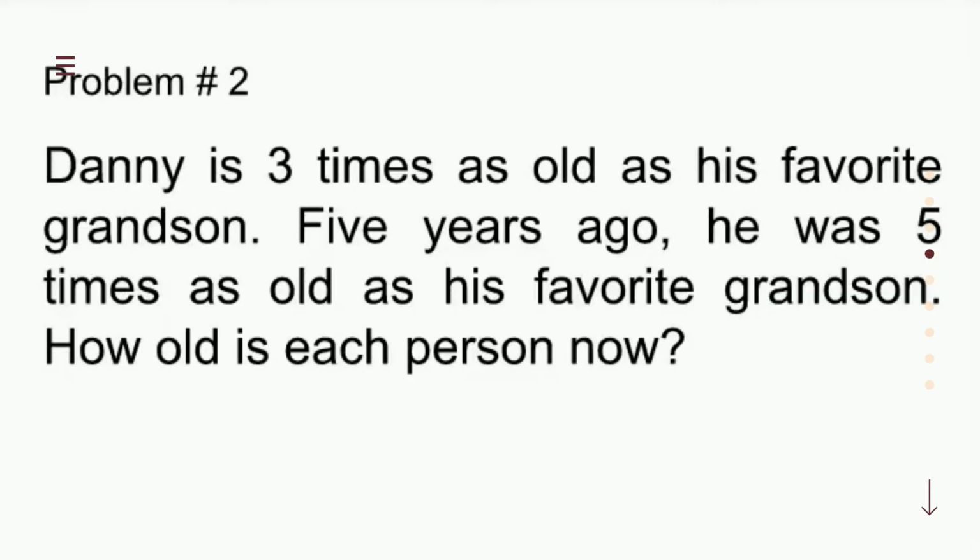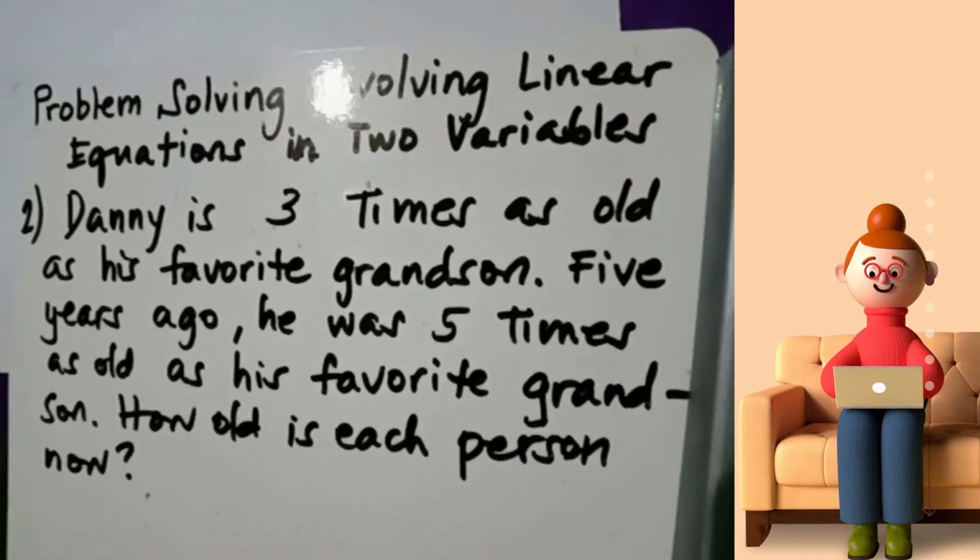Okay. So problem number 2. Danny is 3 times as old as his favorite grandson. 5 years ago, he was 5 times as old as his favorite grandson. How old is each person now? For problem number 2, understanding the problem: how old is each person now?